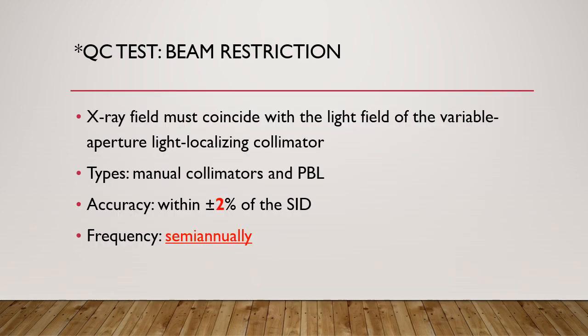For beam restriction, the X-ray field must coincide with the light field of the variable aperture light localizing collimator. The types specifically are manual collimators and PBL. Accuracy must be within plus or minus 2% of the SID. The frequency is semi-annually.